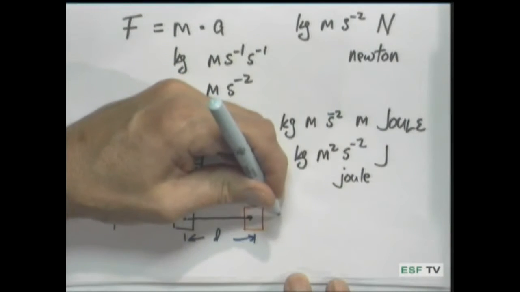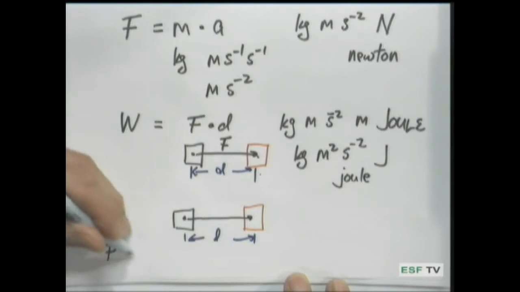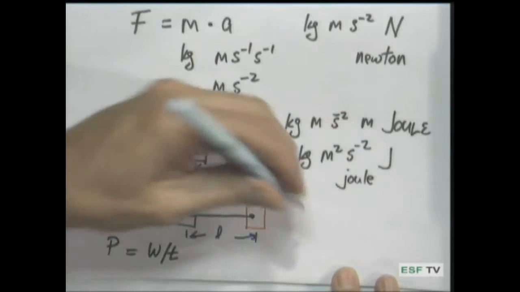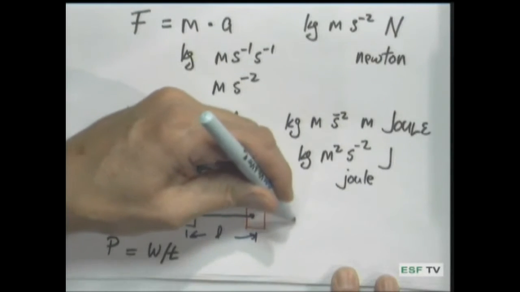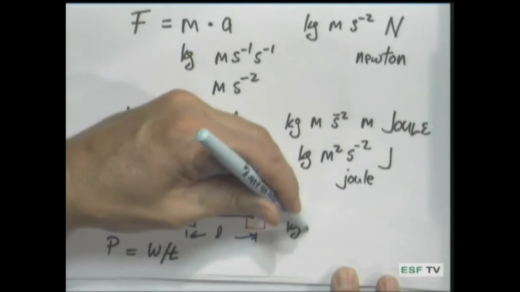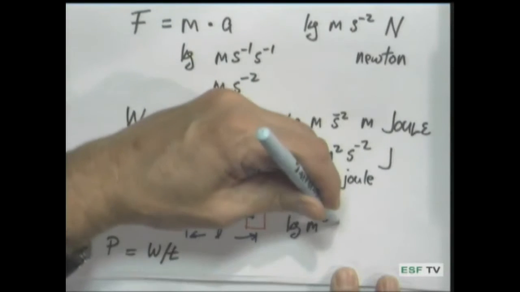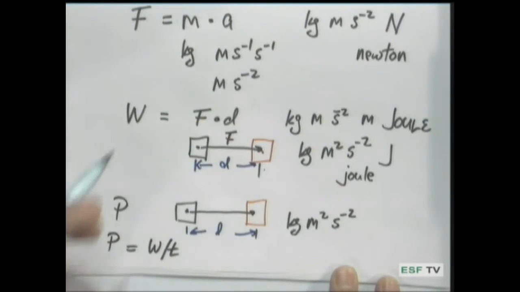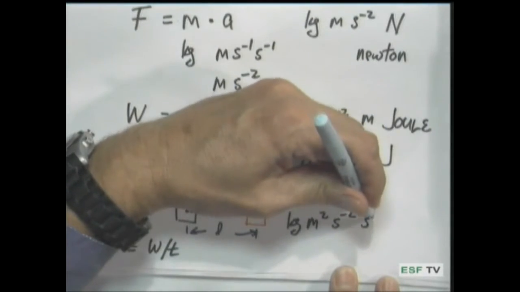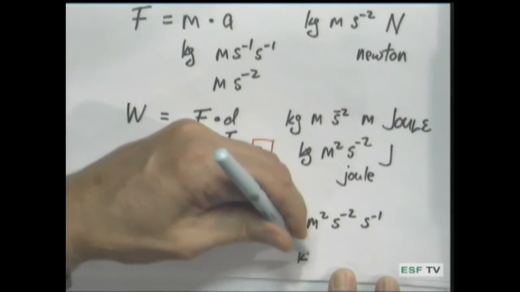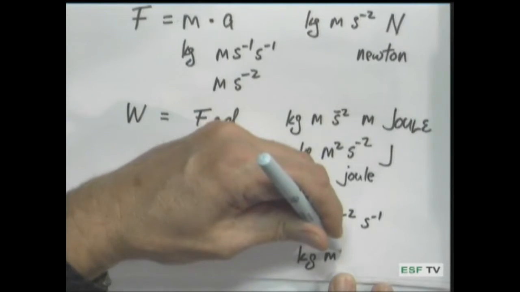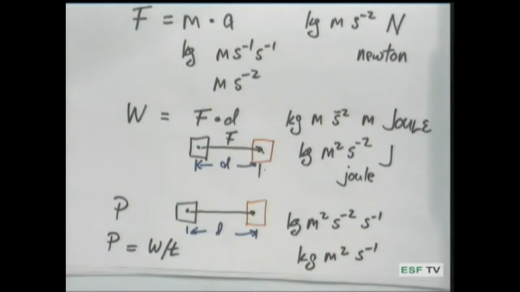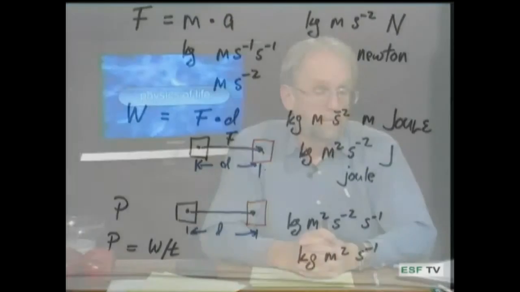And so we can define power as essentially work divided by time. We have our units of work, kilograms meters squared per second squared, but now we divide that by time. What we end up with are units of kilograms meters squared per second cubed. Okay, and that is a measure of power.